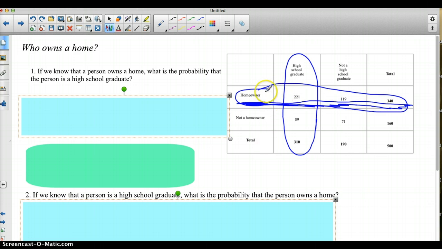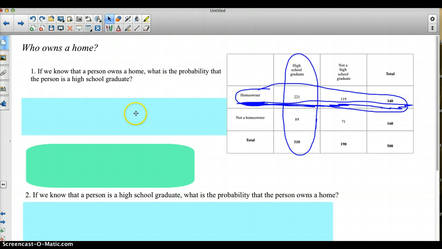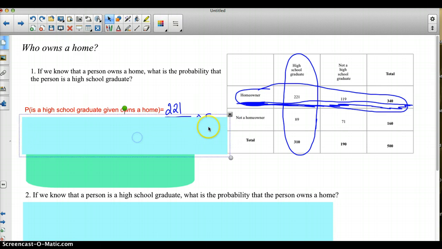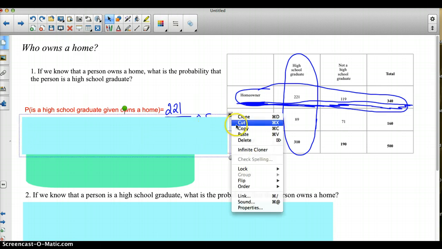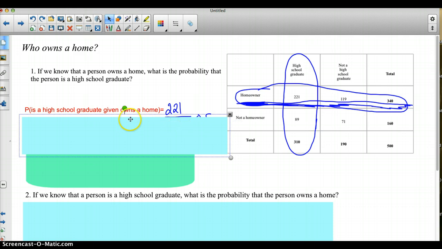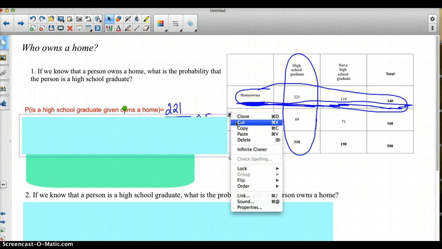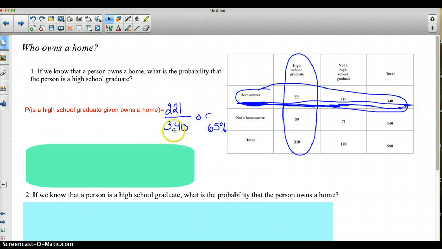We want to find out when is it that both of these events happen with each other. Okay, so here we would say that we have 340 homeowners, that's what we're starting with, and we're wondering how many of them are also high school graduates, which is 221. So you have the probability that you have a high school graduate, given also that they own a home. So you have 221 over 340, which is 65%.